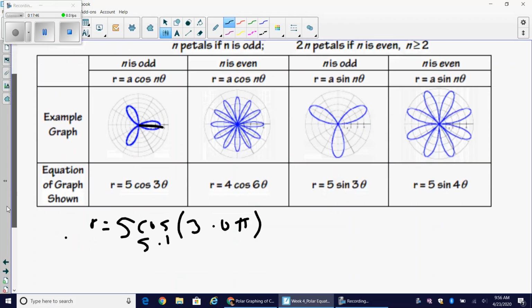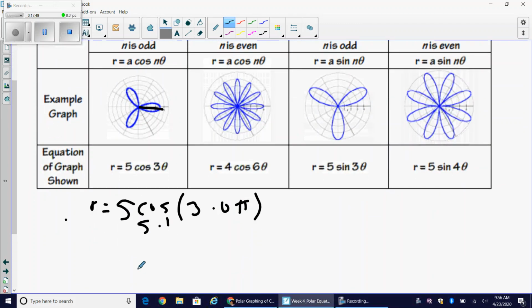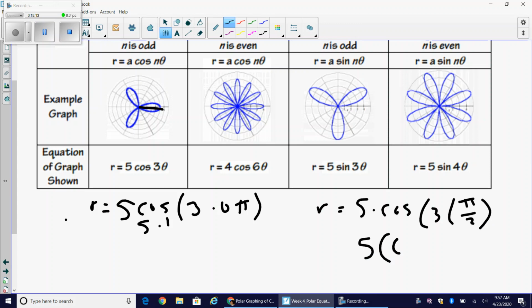like we did with the cardioid. I could start and rotate around to pi over 2. I can get r equals 5 times the cosine of 3 times pi over 2. Well, notice because of that multiplier of 3, I'm not evaluating at pi over 2, I'm evaluating at 3 pi over 2. Well, the cosine at 3 pi over 2 is still 0, so 5 times 0 gives me 0, which puts me back at that origin, that pole right in the middle.